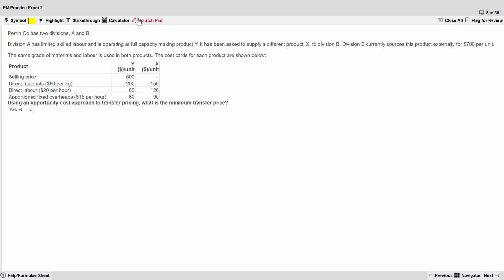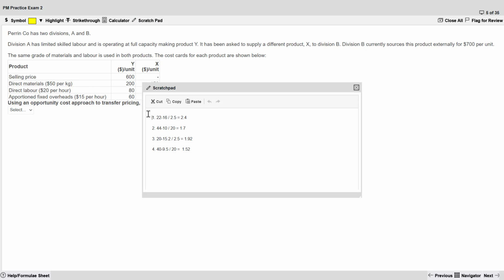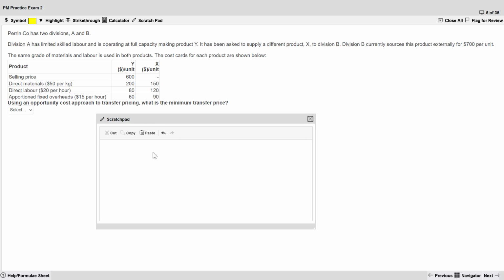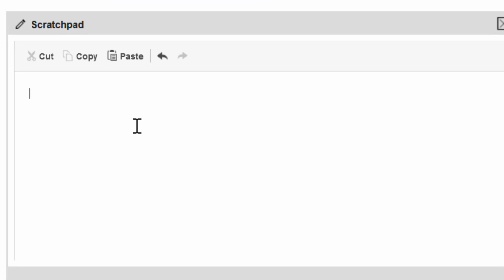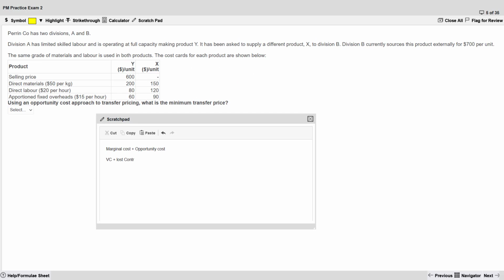Well, I'm going to open up the Scratchpad, and before I do anything, let me write down the formula that I need. So, the opportunity cost approach to transfer pricing, that will simply be the marginal cost plus the opportunity cost. And those are fancy words for simply saying it's the variable cost plus the lost contribution from choosing a course of action. Now that we have the formula, we can read the story and see what's there.